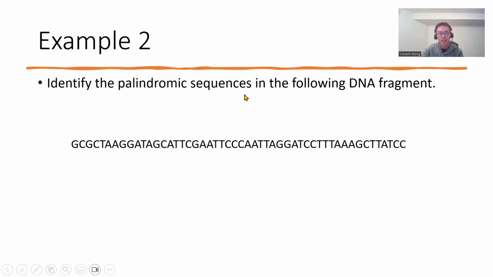Identify the palindromic sequence in the following DNA fragment. Now, this one is a little bit harder to do. I'll do one for you. You don't have to write out the missing strand, but over here we can see it. GCGC looks promising because if I write out the complementary strand, we see that forward and backwards are the same. So that is a palindrome right there.